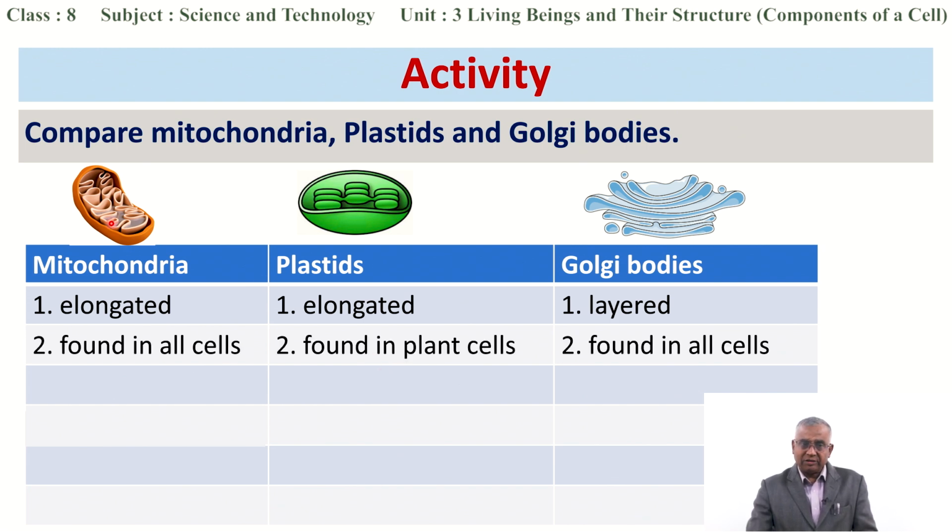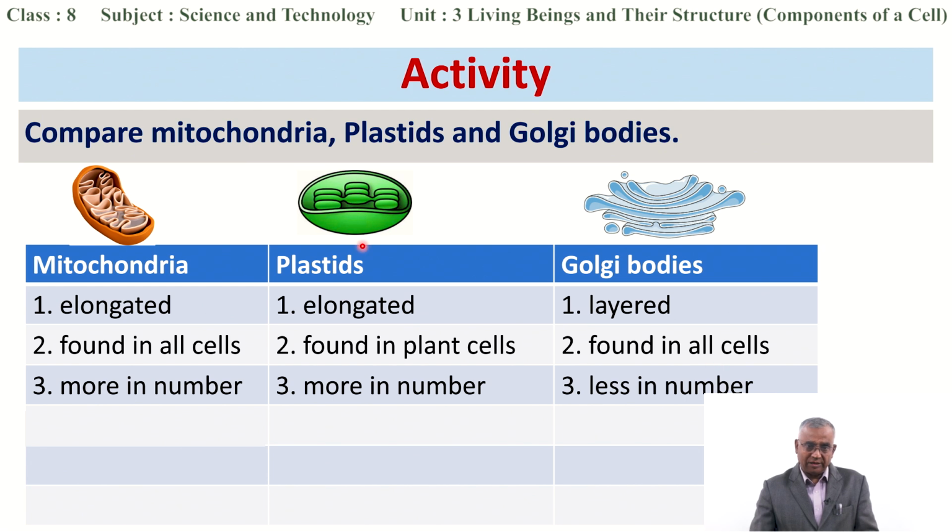Found in all the cells. That means in plant cells and animal cells, both, that is found. They are found only in plant cells. And they are found in plant cells and animal cells both. Yes. So two similarities in them and one dissimilarity.